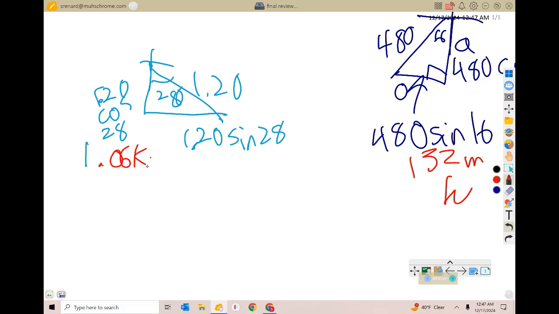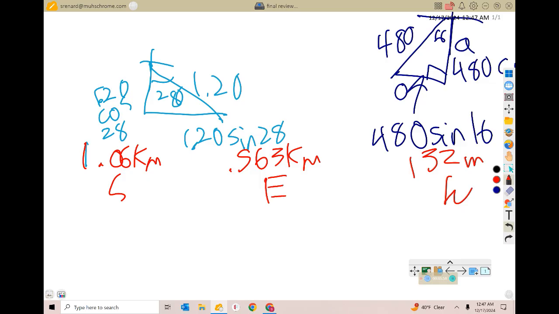Okay. So this is 1.06 kilometers. And this is 0.563 kilometers. Now notice that one of them is in meters and one of them is kilometers. I'm going to change everything to kilometers. So that's why I have 0.563. So this is how far south he went on the second time. This is how far east he went on the second time.